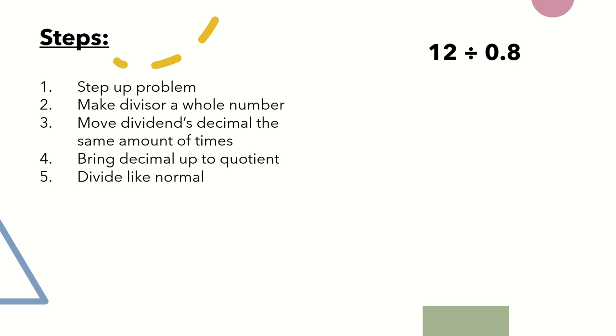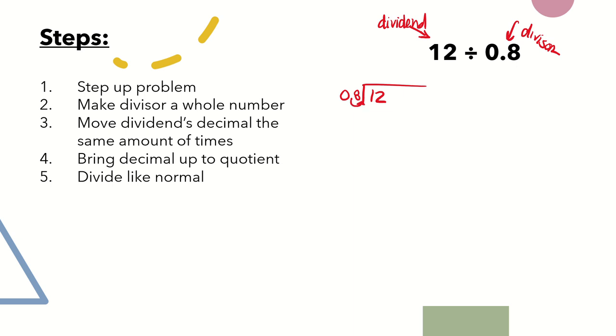Again, first we have to set up my problem. Of course, my dividend, my divisor. Now let's set up my problem. 12. Move it over to make it into a whole number. So now my whole number is 8.